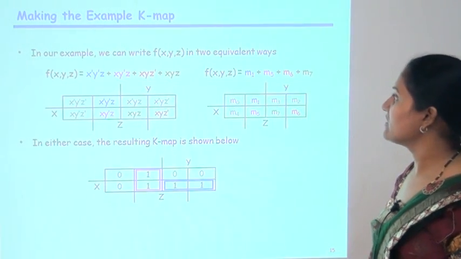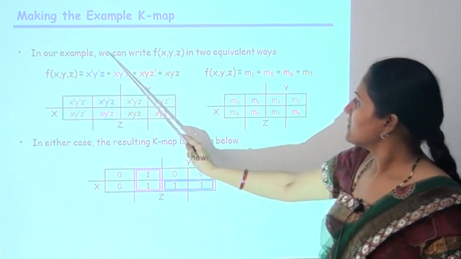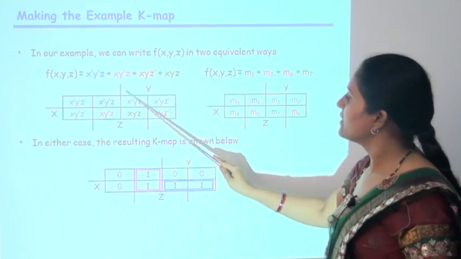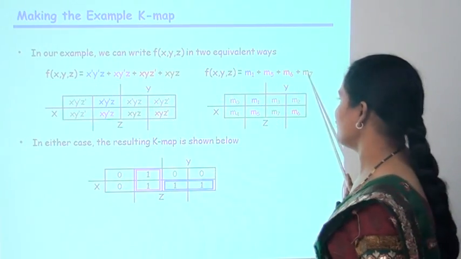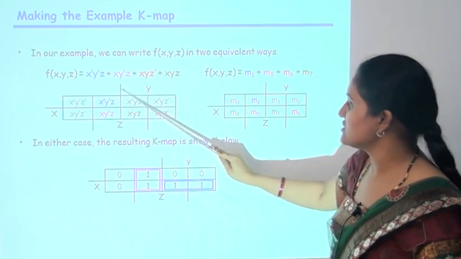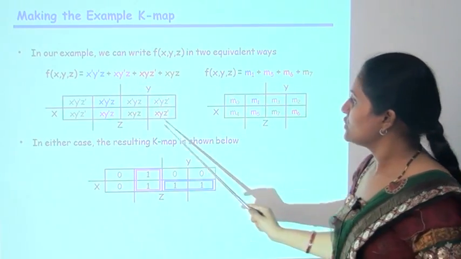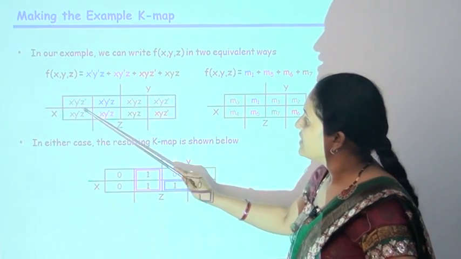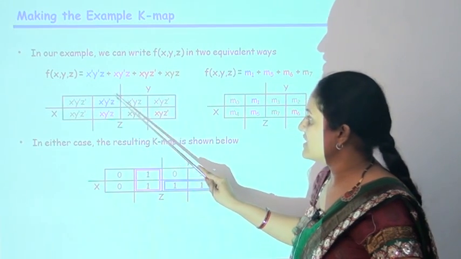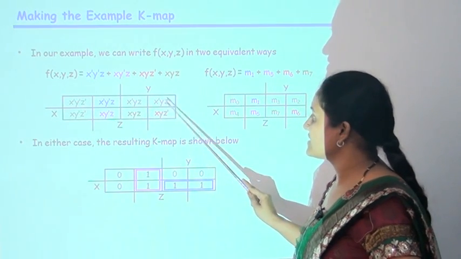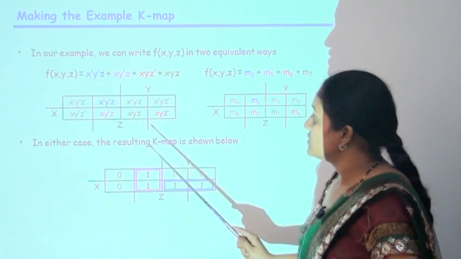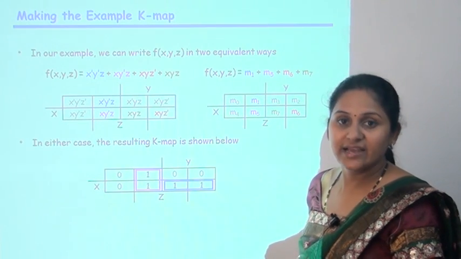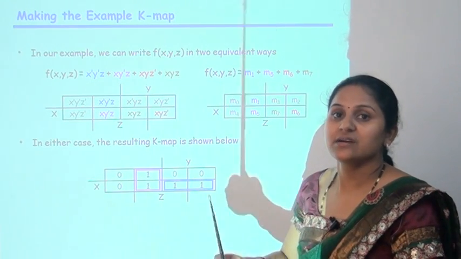Now how to make a K-map? So let's take the function f(x, y, z) in equivalent ways. Either you can write it like this or in m forms. So if we are taking this table, this is the table. Let's take this for the simplification, with the minterms listed. So our first work is to make rectangles as big as possible and as few as possible.